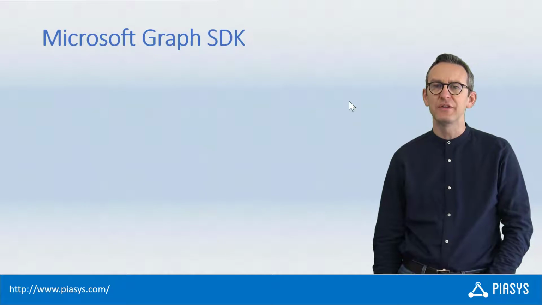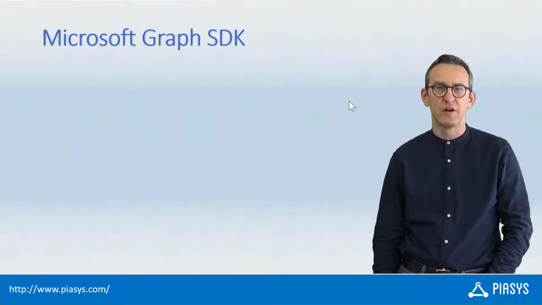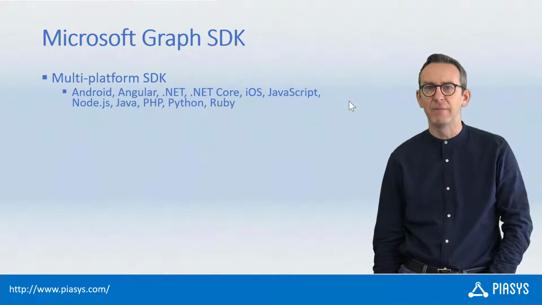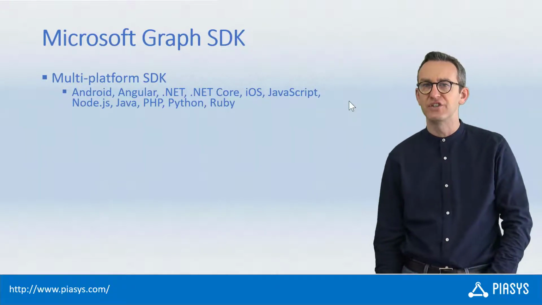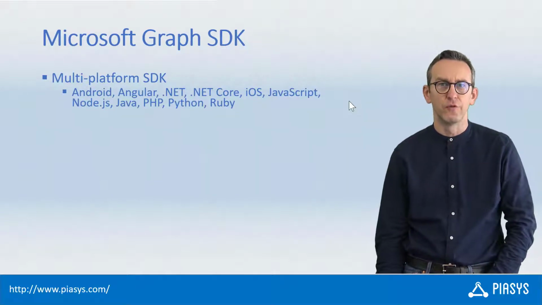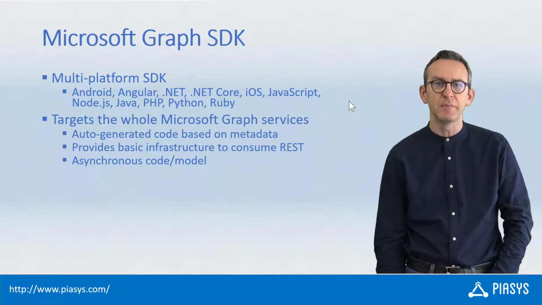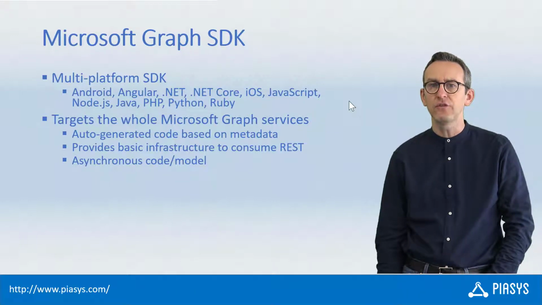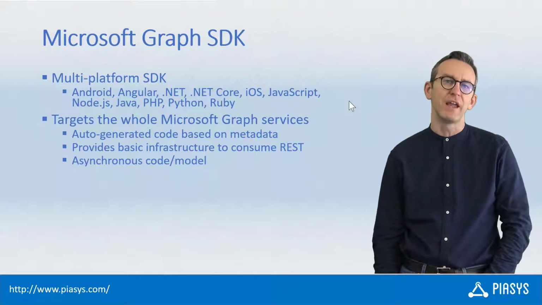Today, I want to start a new series of episodes about how to use the Microsoft Graph SDK in the context of .NET framework. The Microsoft Graph SDK is a set of multi-platform libraries that target development platforms like, for example, Python, Java or JavaScript, Node.js, .NET and .NET Core, and so on and so forth. The Microsoft Graph SDK libraries are auto-generated based on the metadata of the Microsoft Graph and allow us to easily consume the REST APIs of the endpoints available in Microsoft Graph.